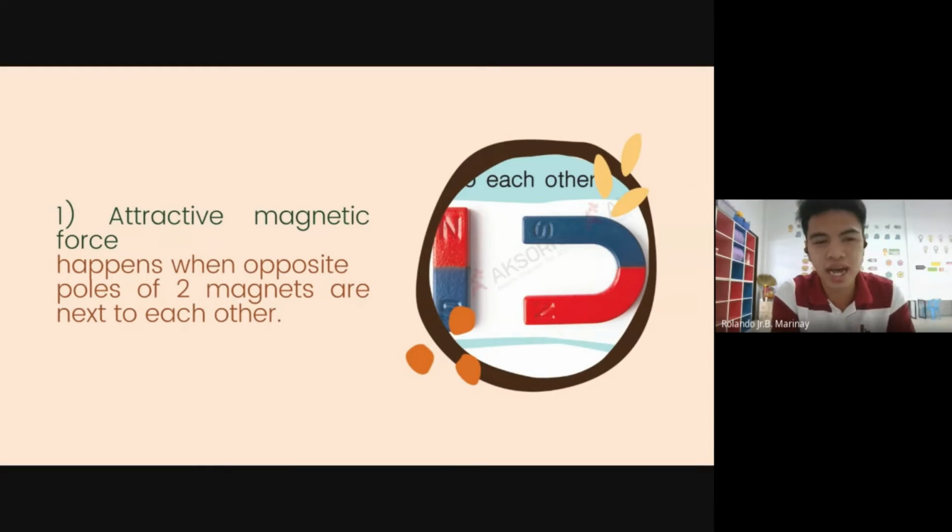The magnetic forces, kids, are grouped into two types. The first one is the attractive magnetic force. It attracts two different sides of the magnets, two different poles of the magnets. That's why it's called attractive magnetic force. Opposites attract in magnets. It happens when opposite poles of two magnets are next to each other. Remember, when the opposite poles of a magnet are next to each other, they will attract one another.